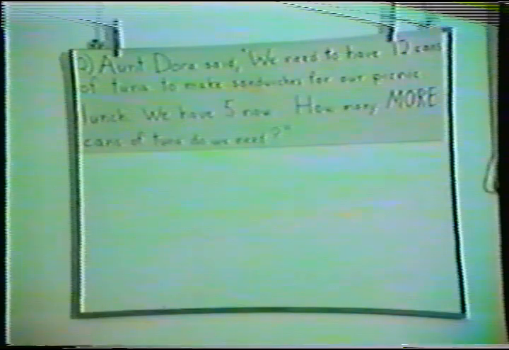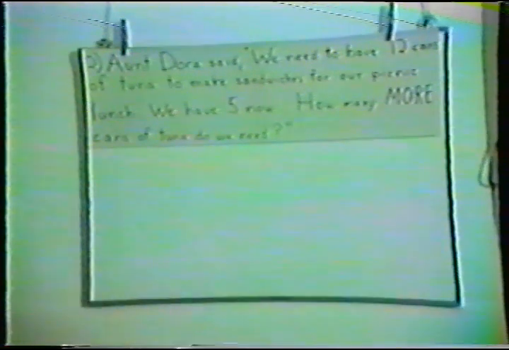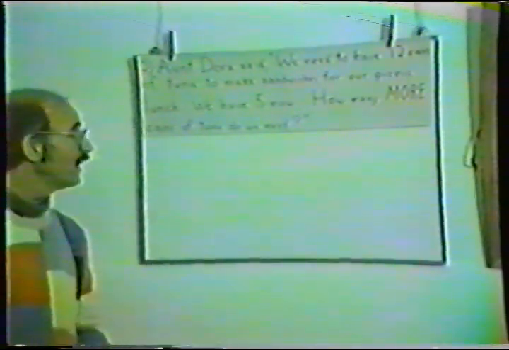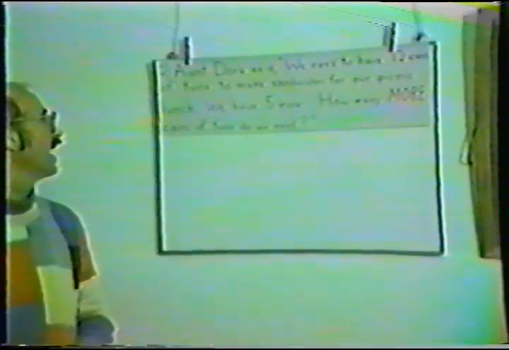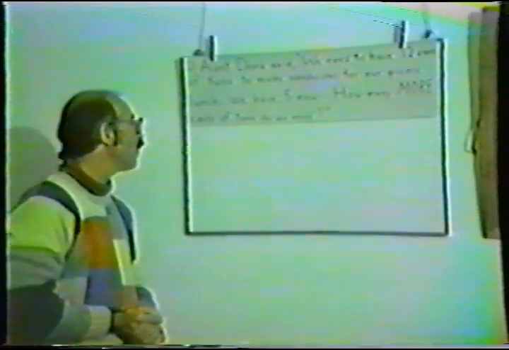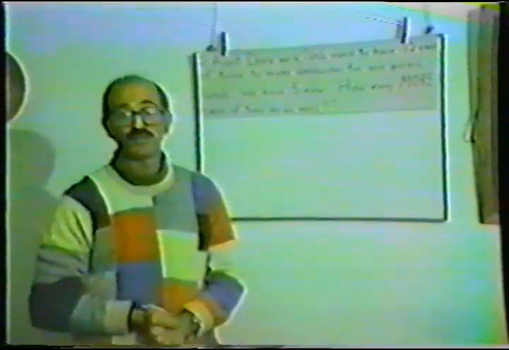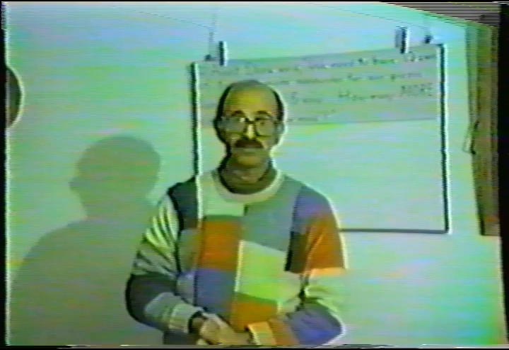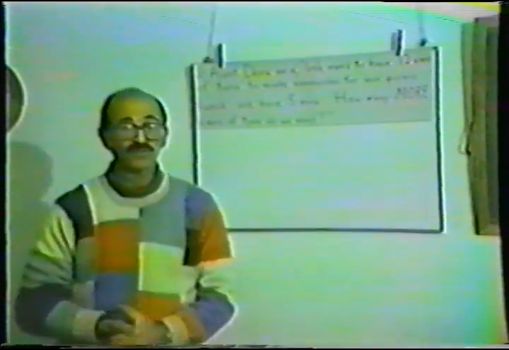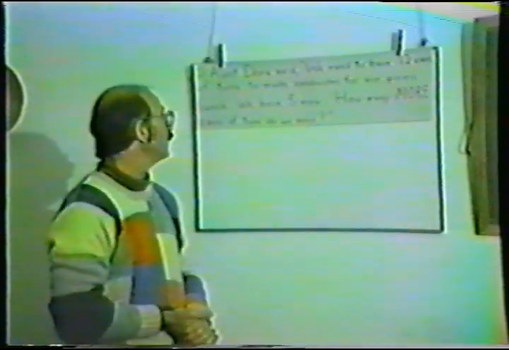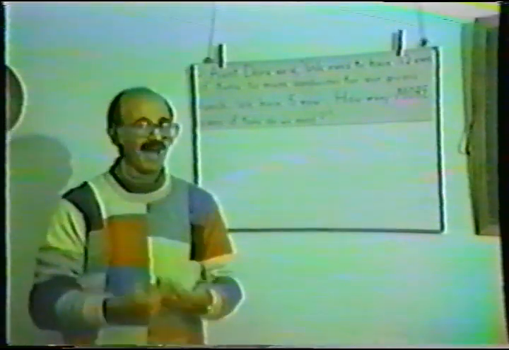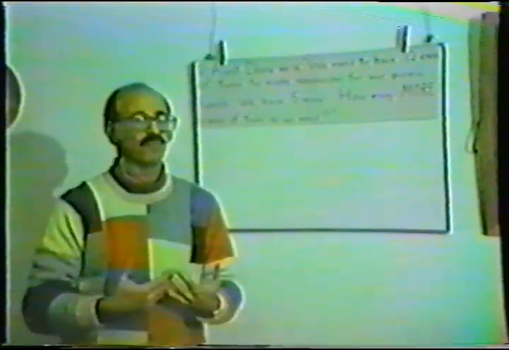Here's our second problem. Aunt Dora said, we need to have 12 cans of tuna to make sandwiches for our picnic lunch. We have 5 now. How many more cans of tuna do we need? We need to have 12. Now we have 5. How many more?